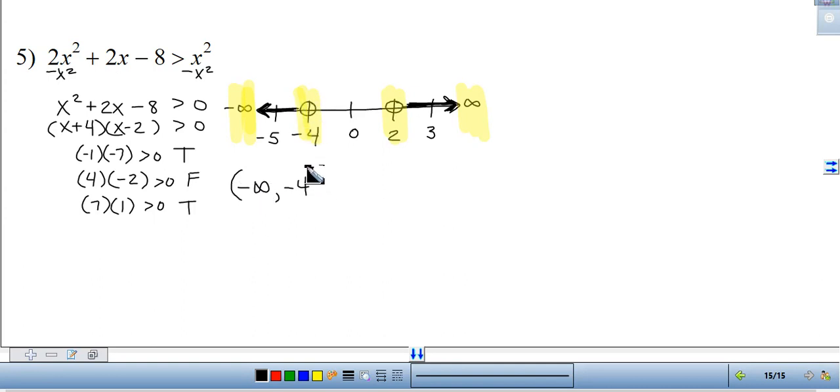This circle is open, so it's a parentheses. So this is one of my intervals. I'm going to write the word and because I'm also including this interval. It goes from 2 to positive infinity. 2 is an open circle, so it's a parentheses. Infinity always is a parentheses. So these are my two intervals, and I write the word and to show that both of them are true at the same time.